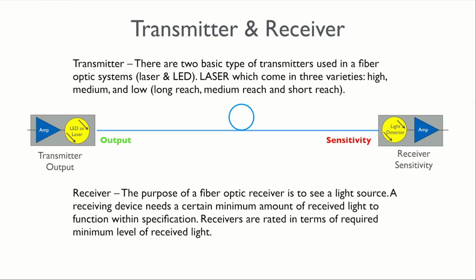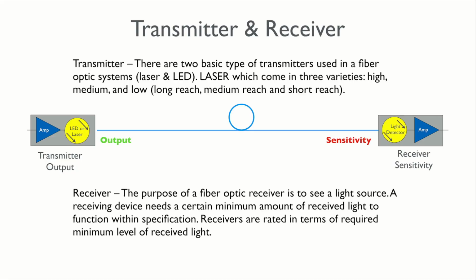There are two basic types of transmitters used in fiber optic systems: lasers and LEDs. Lasers come in three varieties: long reach, medium reach, and short reach. The purpose of a fiber optic receiver is to see a light source. A receiving device needs a certain minimal amount of light to function within specification.